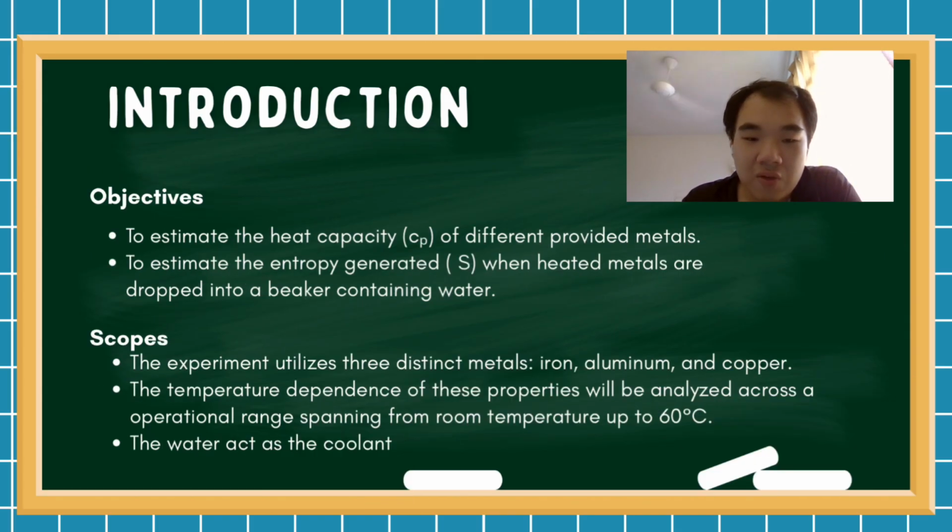The objective of our experiment is to estimate the heat capacity, C, of different metals, and also to estimate the entropy generation, delta S, when hot metals are dropped into a beaker containing water. For the scope, the experiment utilized 3 distinct metals, which are iron, aluminium, and copper. The temperature dependence of this property will be analyzed across an operational range from room temperature up to 60 degrees Celsius. The water acts as the coolant in this experiment.